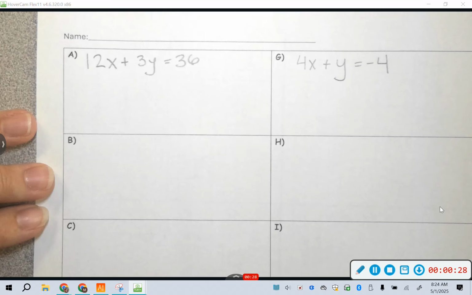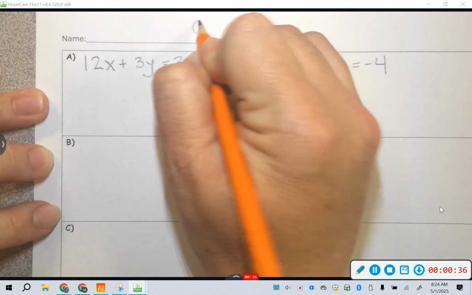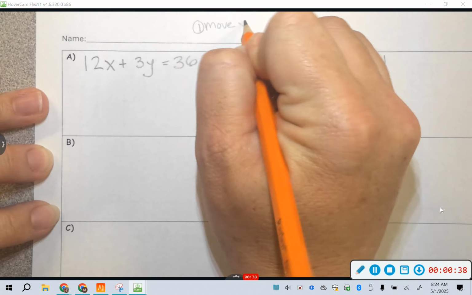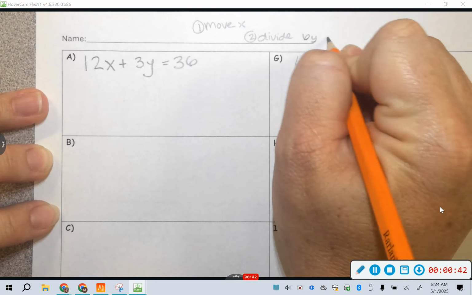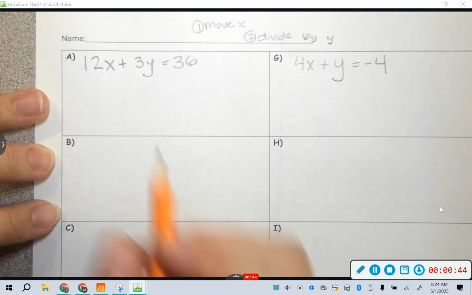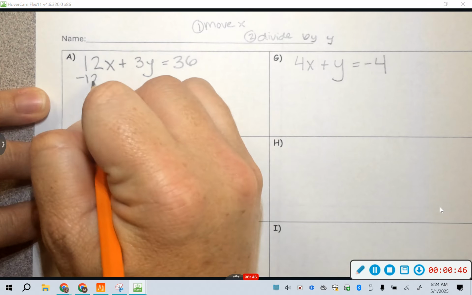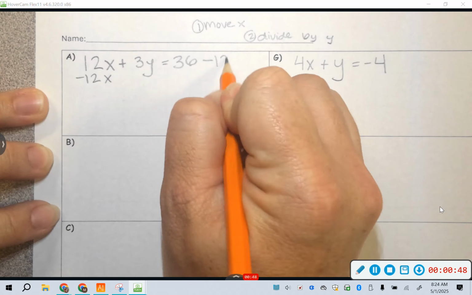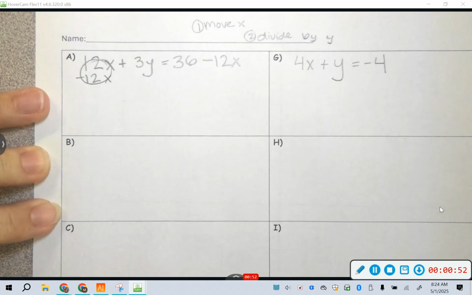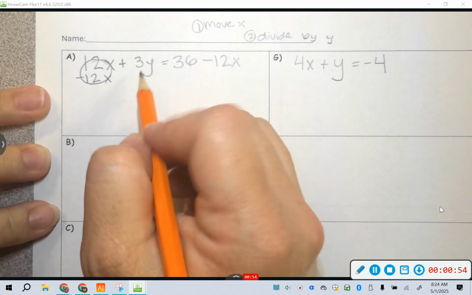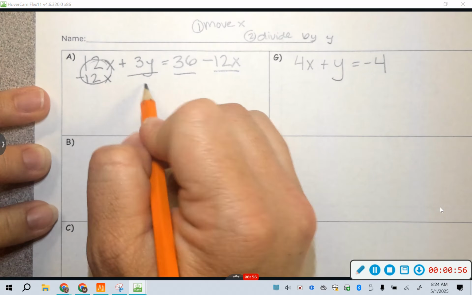So what do we have to do? Solve for what? Yeah, we have to solve for y, which means I need to move what? Yes, move my x. So remember, there's 2 steps to solving for y. We move x, and we divide by what's in front of y. Okay? So knowing that, I'm going to move my x. So I'm going to do minus 12x minus 12x. This cancels. And I'm going to divide everything by what's in front of my y, which is 3.